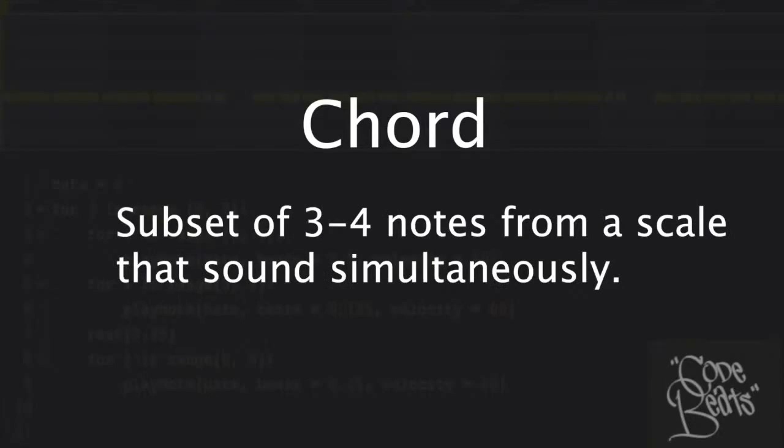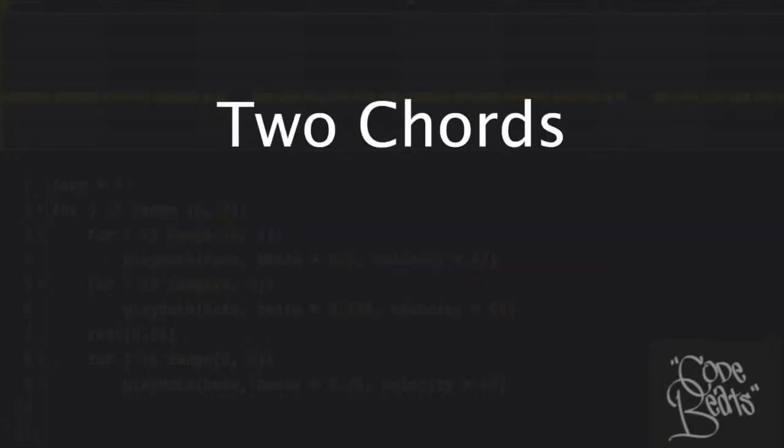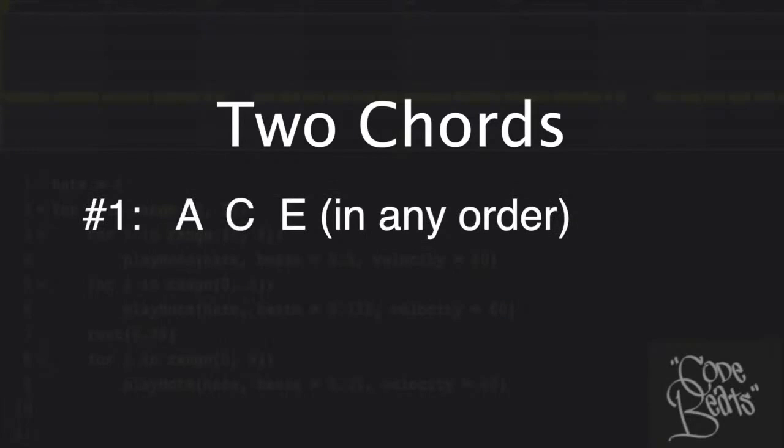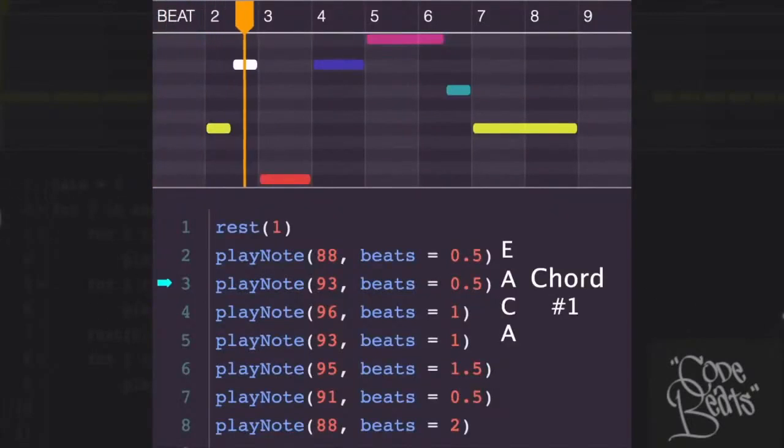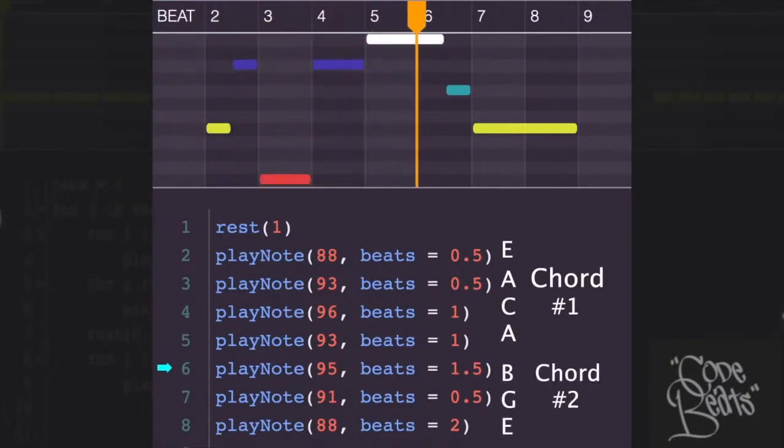Now, we'll get more into chords in a subsequent lesson, but for now you just need to know that a chord is a subset of notes from a scale, usually 3 or 4, that sound simultaneously. Usually we try to emphasize those same notes in our melody for the best fit. In Still D.R.E., there are 2 chords, each lasting 4 beats. The first chord includes the notes A, C, and E, and the second chord contains E, G, and B. When I use these notes with my rhythm, I get E, A, C, A, B, G, E.